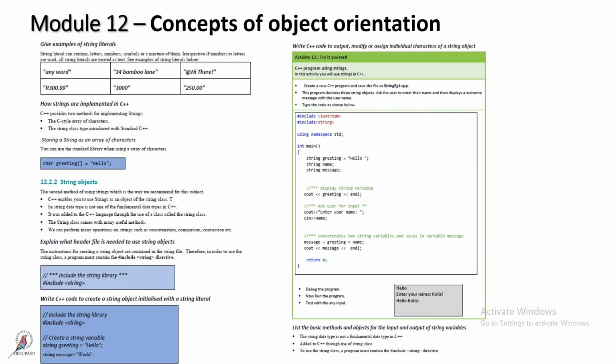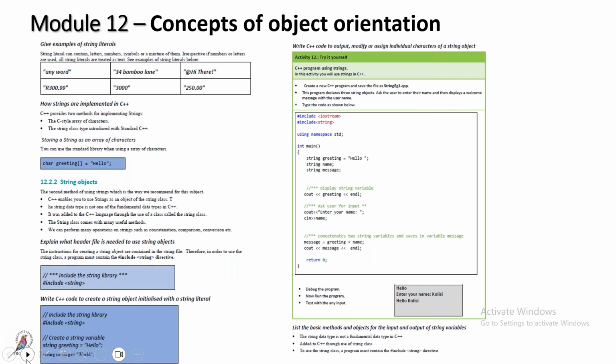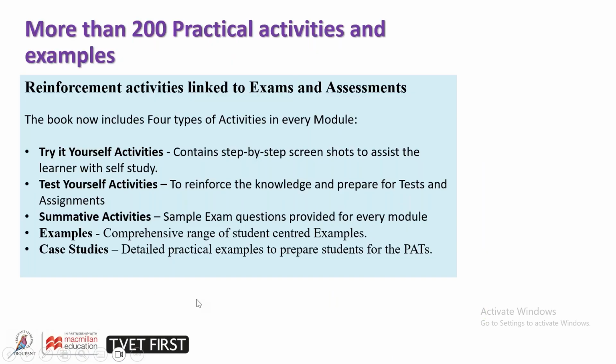Remember, they only do C++ in level 3. They don't do it in level 4. So we don't go overboard and kill them on the high-level stuff. They just need to know how to apply cin, cout, and what streams are and how they work. Okay, so again, we talked about the different types of activities that we have to reinforce learning and to prepare you for the exam.